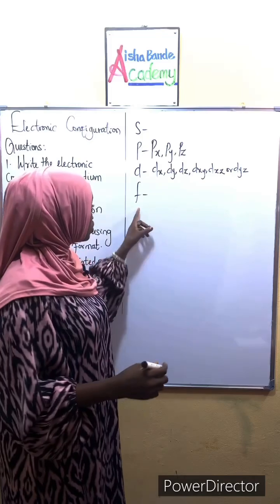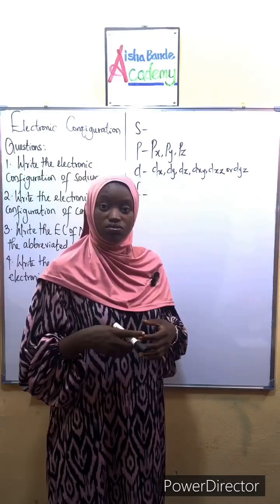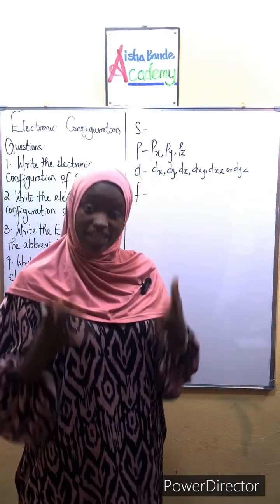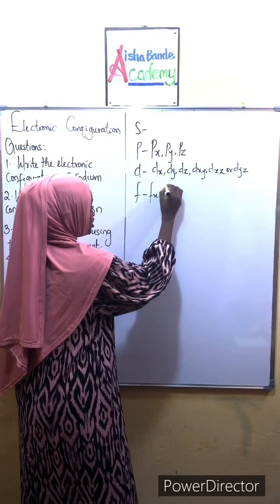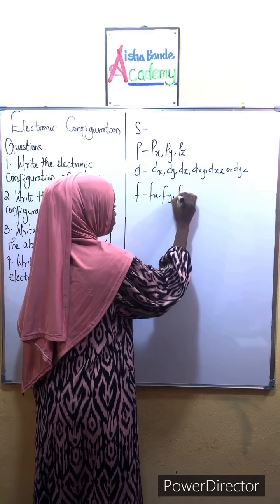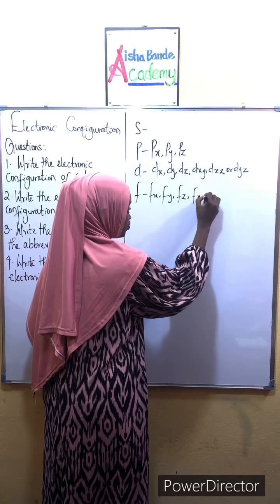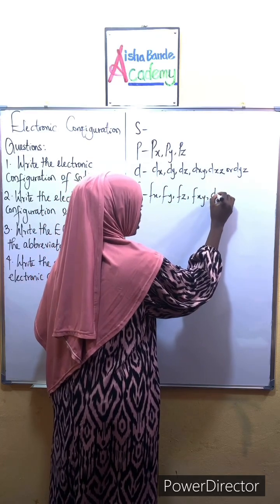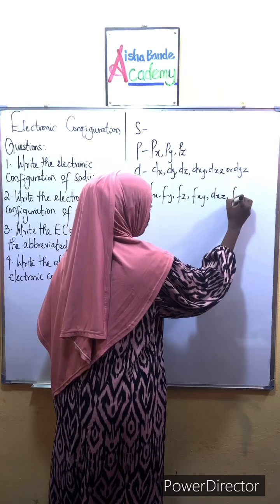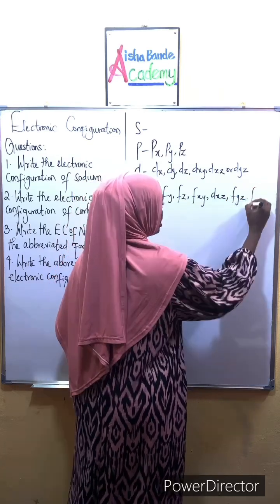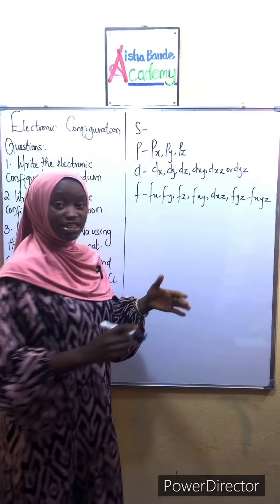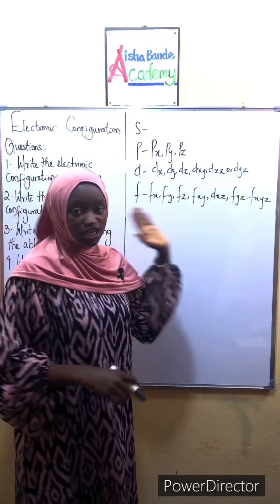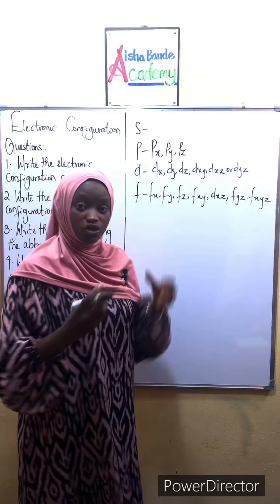Then moving on to the next orbital, which is known as the f orbital. The f orbital has 7 degenerate orbitals: fx, fy, fz, fxy, fxz, fyz, fxyz. Okay, so these are the degenerate orbitals we have for the f orbital.